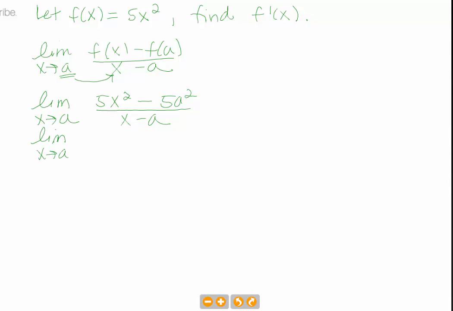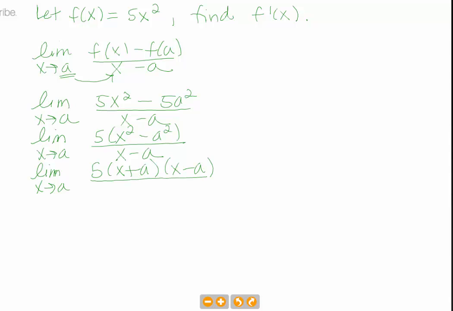Limit as x goes to a, I'm going to take out a 5. I get x squared minus a squared, all over x minus a. Okay, and now it looks like I can factor the top to be x plus a times x minus a. I know that is the difference of perfect squares. I like that. All over x minus a. Now, conveniently, my x minus a's cancel here. Those factors cancel. And I'm just left with 5 times x plus a.